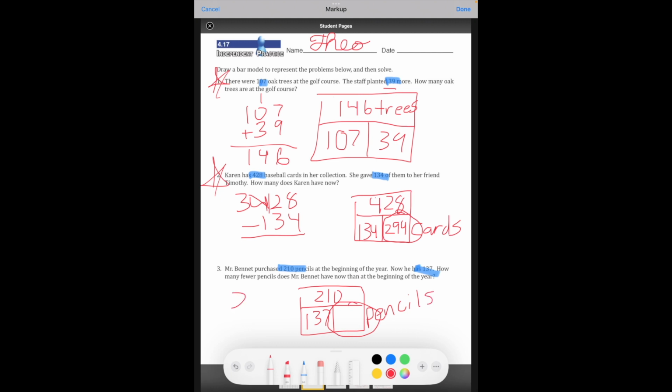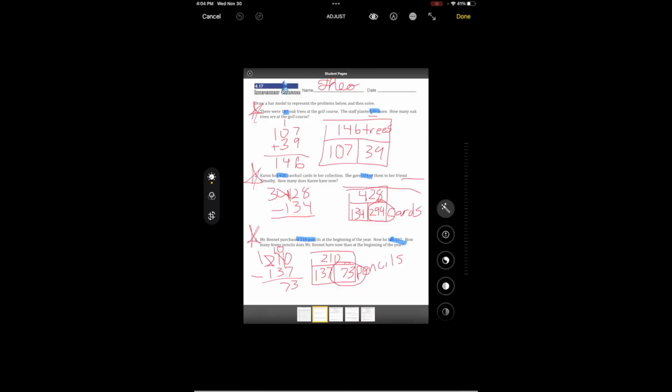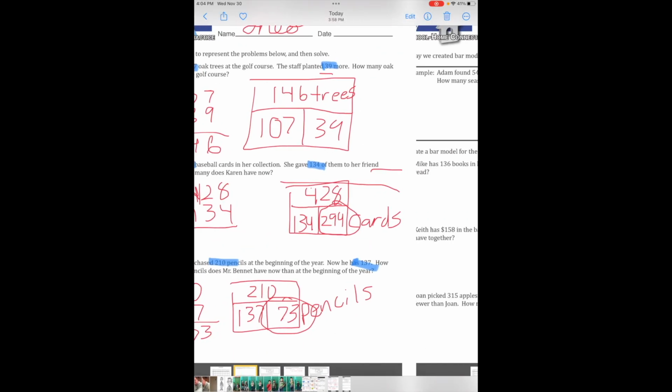All right, so I'm going to do 210 minus 137. Well, can't do 7 away from 0. 10 minus 7 is 3. Oh, and then I have 0 again. Got to borrow again. 10 minus 3 is 7. So my correct answer is 73 pencils. If you got it correct, there's a star. If you missed it, there is a circle. Okay, all right. Looking on to the next one.